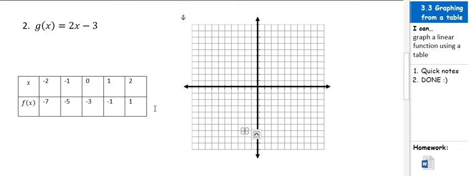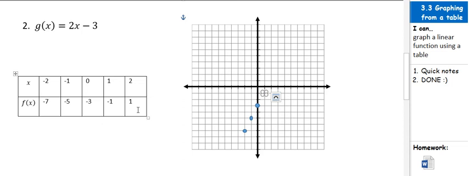There's my first dot. Negative 1, negative 5, that's left 1, down 5. 1, 2, 3, 4, 5. Next we have 0, 3, so I don't go left or right at all. I just go down 3 because it's a negative 3. Now we have 1, 1, right 1, down 1.